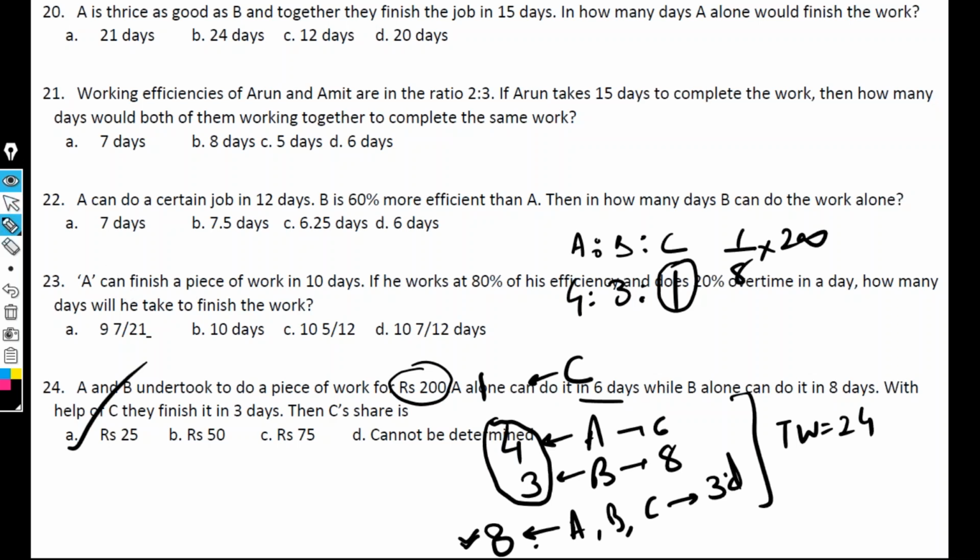Out of these 8 units which are being done by A, B and C, A and B did 4 plus 3 is 7 units. So the remaining is done by C alone.